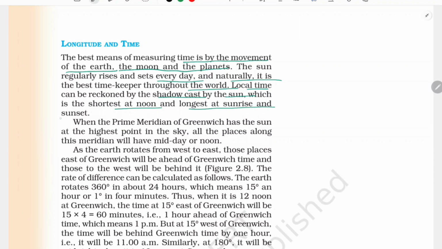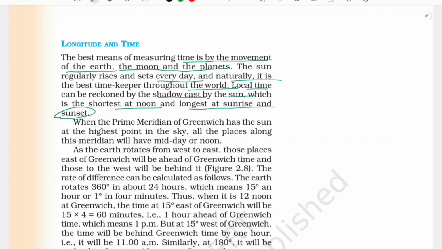longest at sunrise. So in ancient times, when such lines were not imagined and not made, when there was no education, during the early age or stone age, they used to measure the time by looking at the sun. They would say that if your shadow is short, then that is noon time, and if your shadow becomes longer, then that is the time of sunrise. So in that way they used to measure the time.